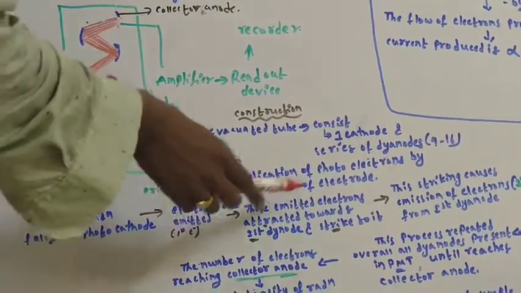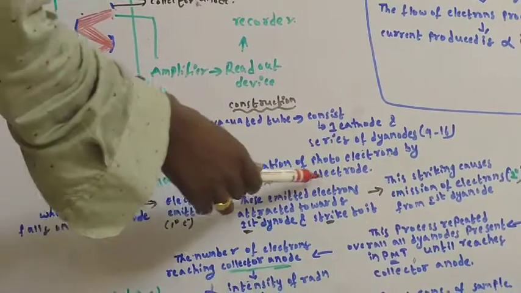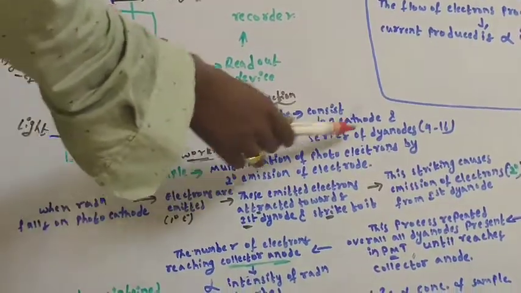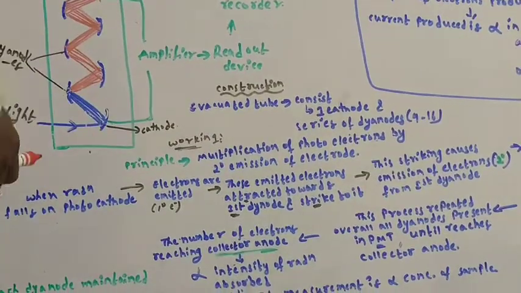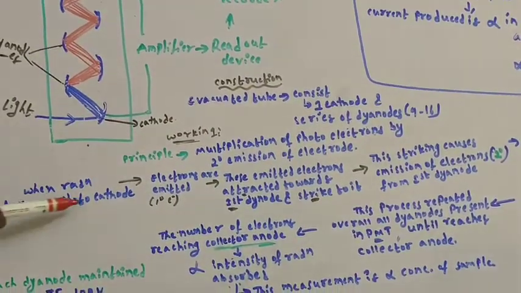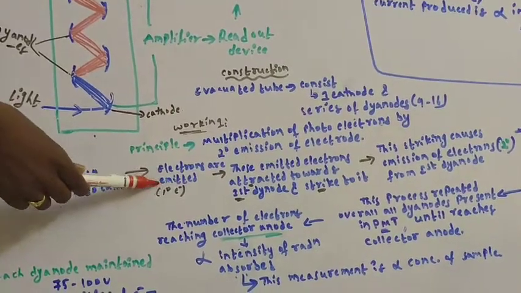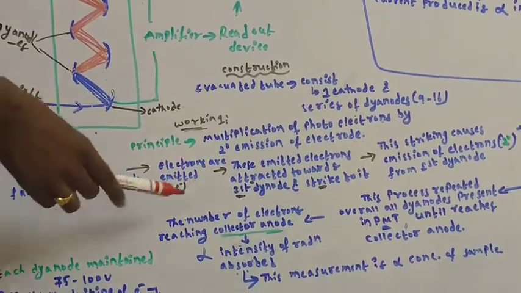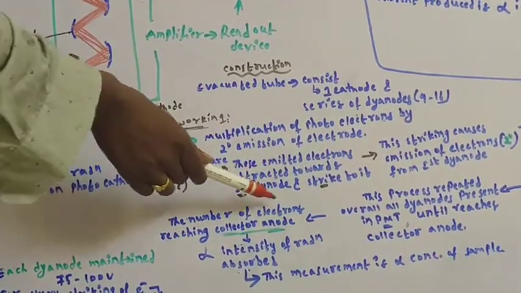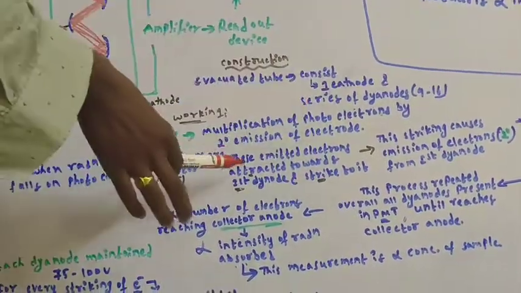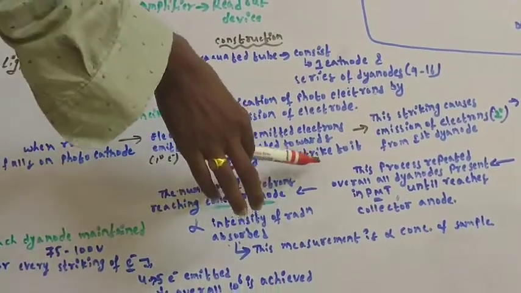That's why it is multiplication of photoelectrons by secondary emission of electrons. And you can see the pattern. When radiation falls on the photocathode, electrons are emitted. These are known as primary electrons. These emitted electrons are attracted towards the first dynode and strike it.